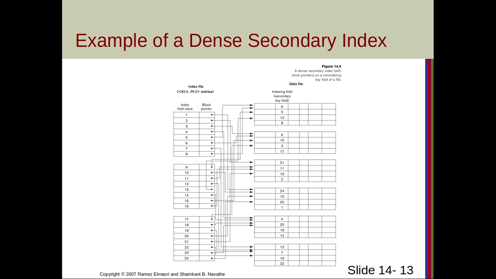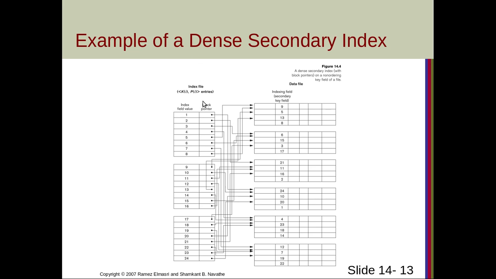When we go through the details of the secondary index, see here these are the index values from 1 to 24. For every index, that means 1 to 24, all these are pointing to different records. See, index field value 1, the block pointer is pointing to the third block. It is not pointing to the third block, it is actually pointing to the fourth block. And in the fourth block we have a record which has the indexing field 1.